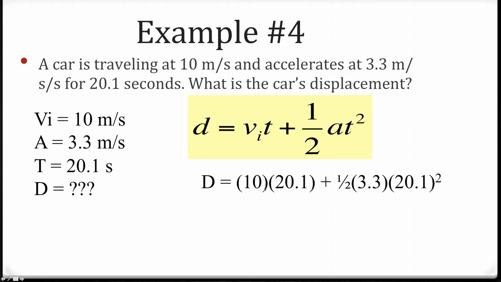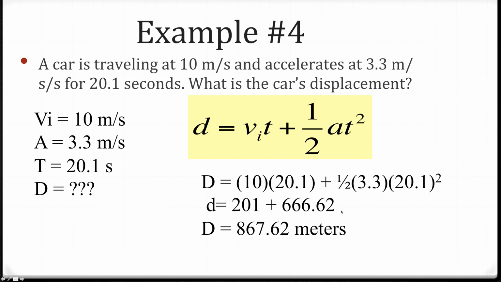So anyway, a lot of people like to type it all at once. Make sure you're only squaring the 20.1. That 2 only goes to the t. It does not go to the whole thing. So I typed it in this half and then the other half. So 201 plus 666.62 gives you 867.2 meters. And if you're working with distance, basically these meters per second are canceling out with the seconds, leaving you with just meters.